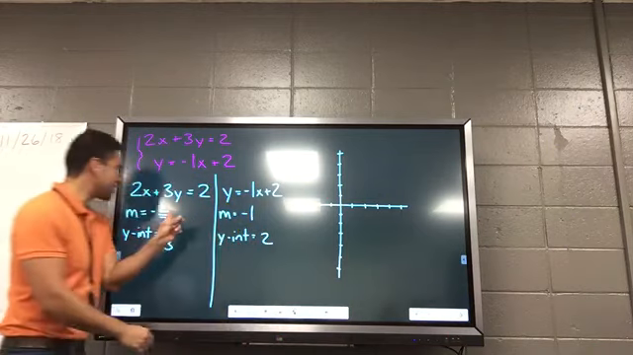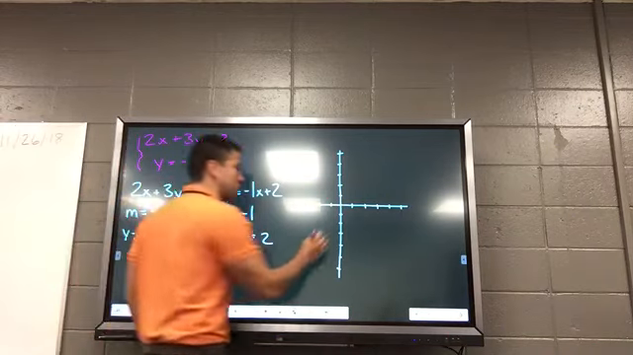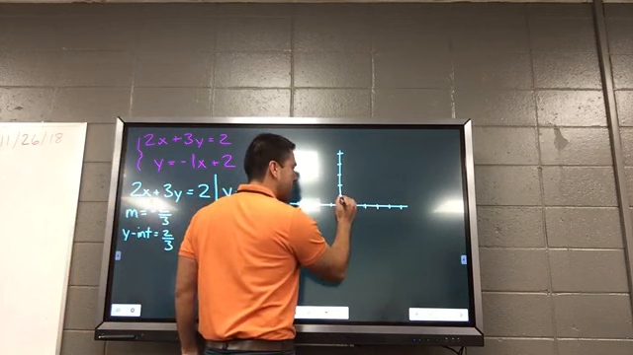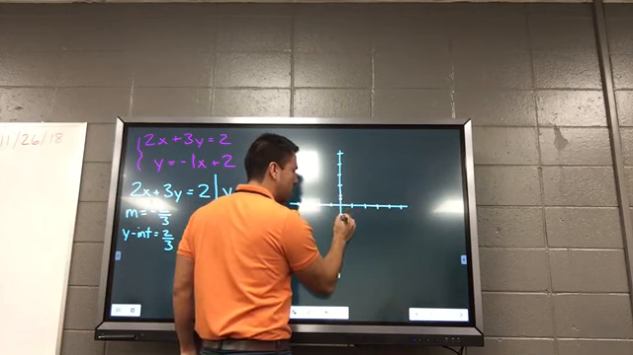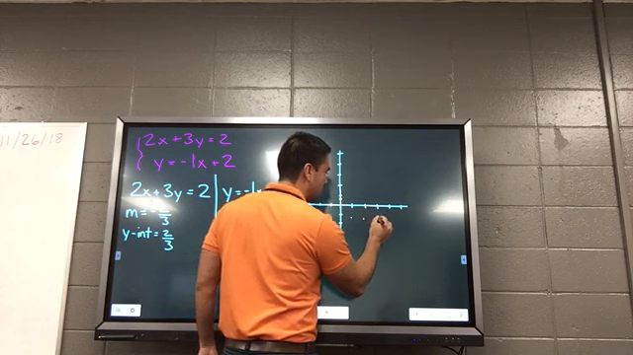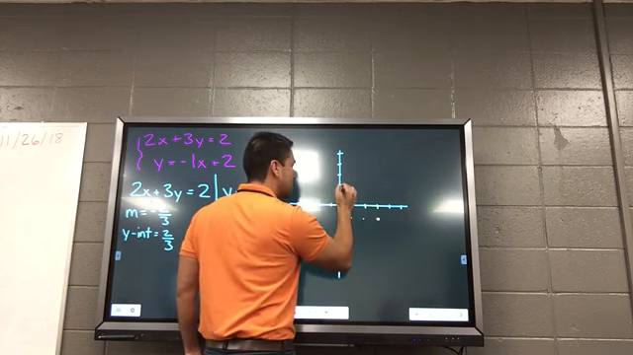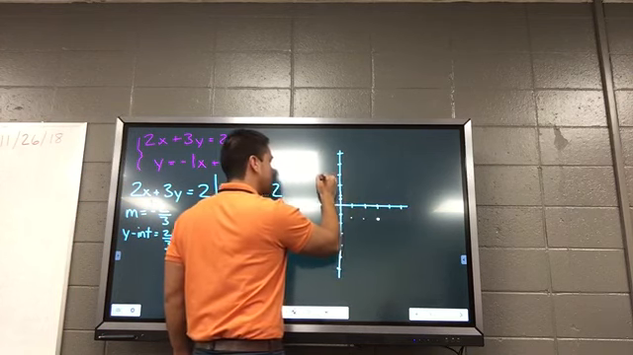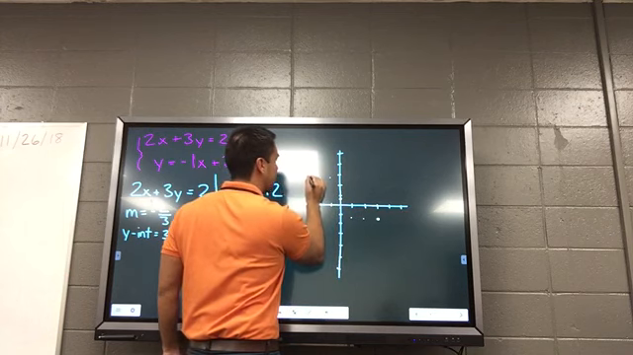The first graph starts at 2/3 and goes down 2/3. So 2/3 is like right here, down 1, 2, over 1, 2, 3. Up to 1, 2, 3. Okay, I think it's right about there.